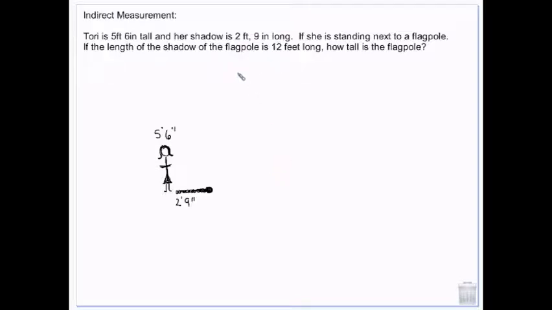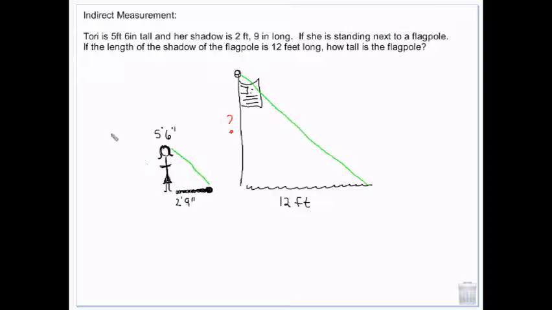Now, she's standing next to a flagpole. Okay, flag. Woohoo! And the flagpole's shadow is 12 feet. And we want to know how tall is the flagpole. It's a ratio, because it's kind of like similar triangles. Like this makes a triangle, right? So we can use the similar proportions.